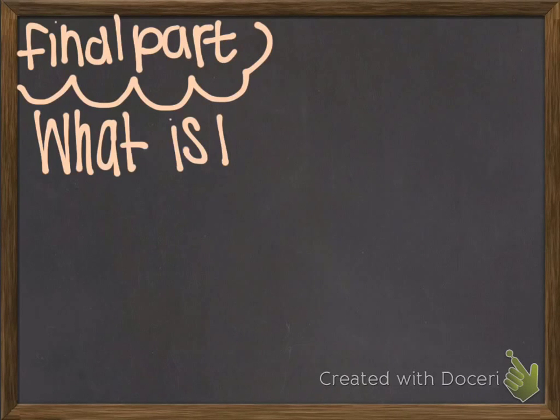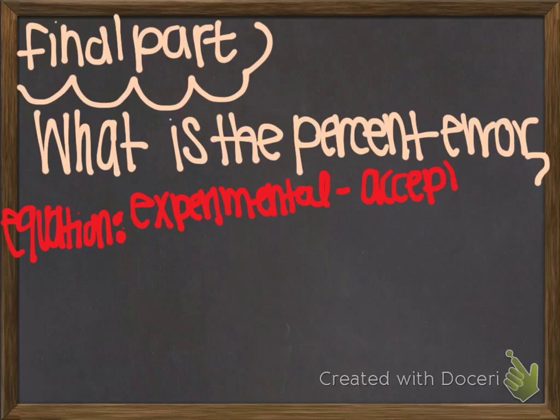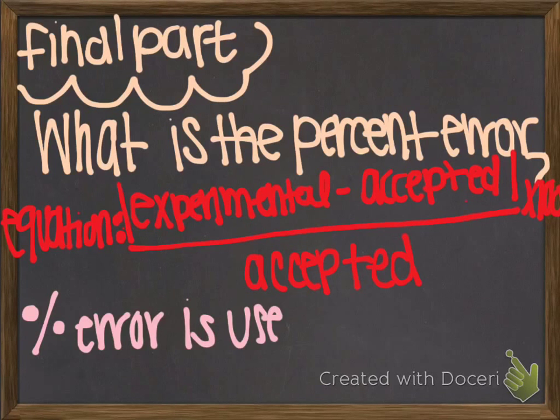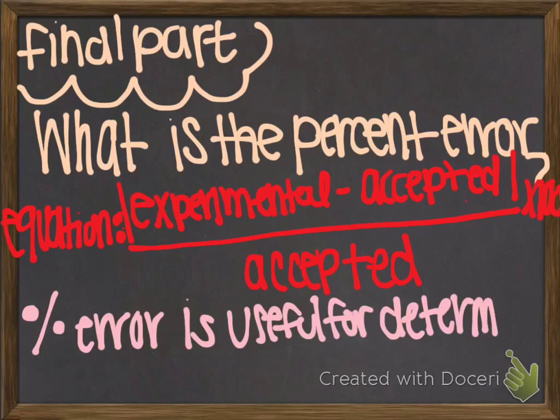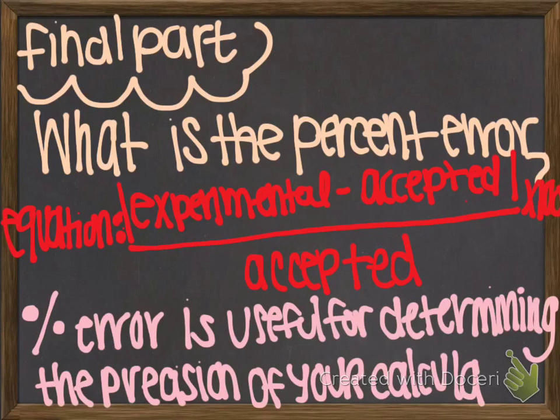So in the final part of this problem, they're going to ask for the percent error. The equation to finding the percent error is the absolute value of experimental minus accepted over the accepted value, all times 100. Now, the percent error is very useful for determining the precision of your calculations.